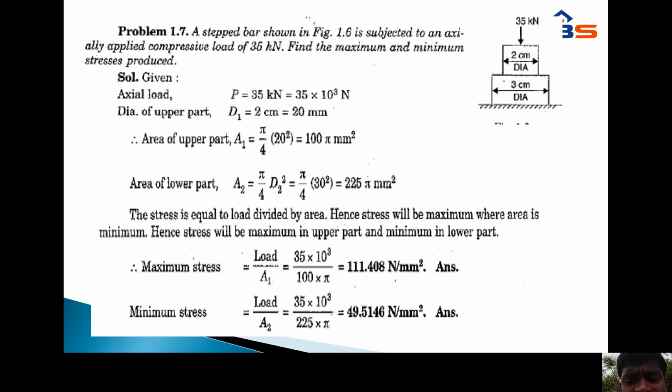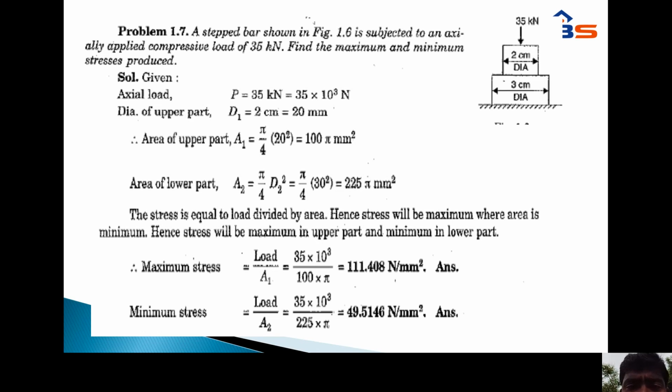Next, we can first write down the given data. Axial load P equals 35 kilonewtons, that equals 35 into 10 cube newtons. Diameter of upper part D1 equals 2 centimeters, that equals 20 mm. Next, area of the upper part A1 equals pi by 4 into D1 square, that equals 100 pi mm square.